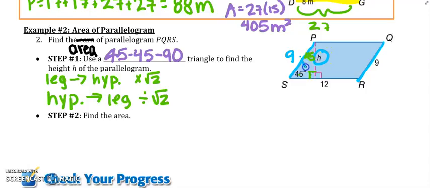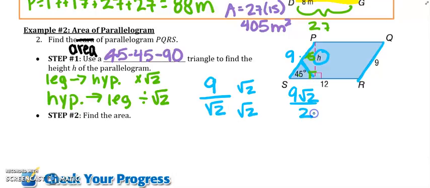We know the 9 is our hypotenuse because it's across from the right angle, so that's what you'll pay attention to. So to go from hypotenuse, which is 9, to the leg we need, we divide by the square root of 2, and you know that's not your answer. You'll have to rationalize. Going to multiply top and bottom by the square root of 2. We get 9 square roots of 2 over 2 as our height, which is approximately 6.36.